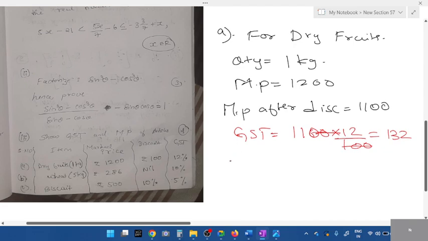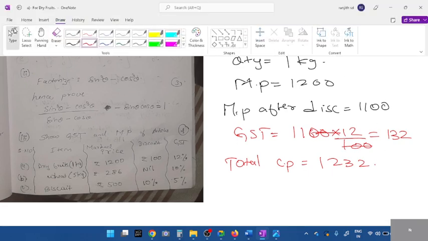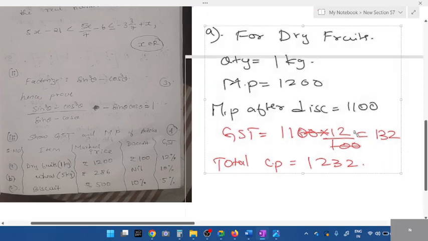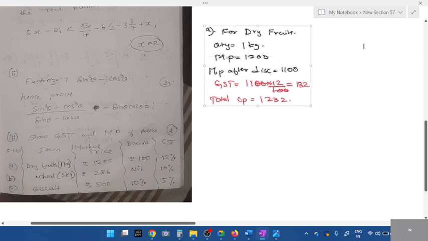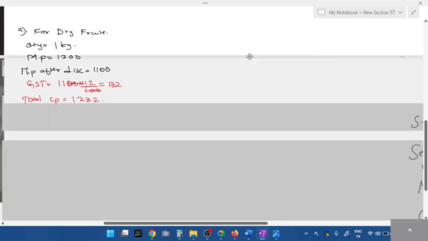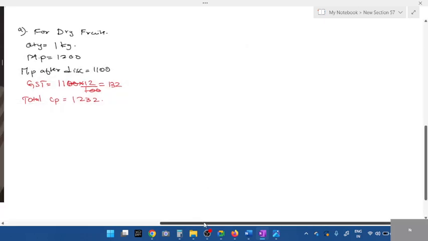And what's the total amount here? Total cost price? 1232. Whatever they ask, just ignore that. Your calculation should be done like this. Is it clear? All of you understood? This is how you'll have to do it, students. Whether they ask for GST or total value, you can calculate that later. First, write this general equation like this.